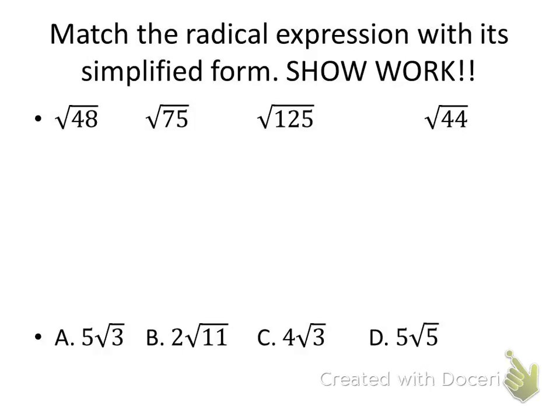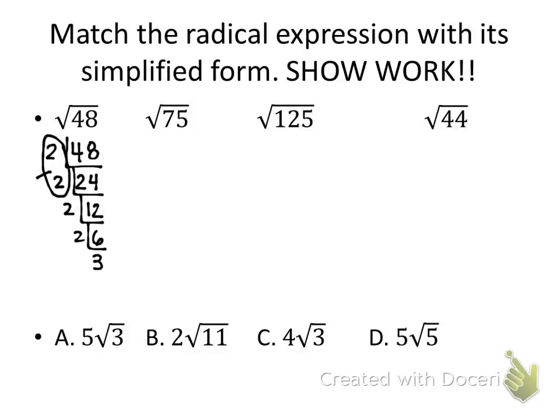So what would I start out by doing for 48? Upside down division. What's the smallest number that will go into 48? 2. So I have 24. What number goes into 24? 2. And I have 12. 2, 6, 2, and 3. So what am I looking for here? A pair. So I have a pair of 2s.